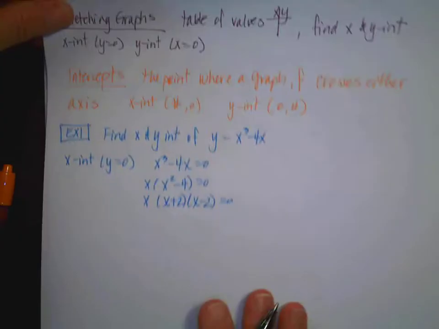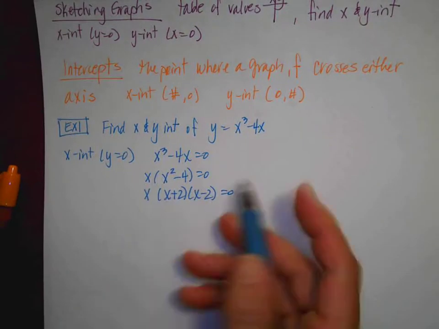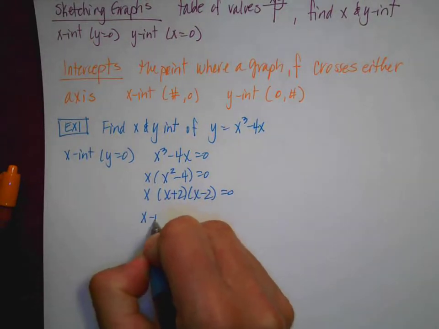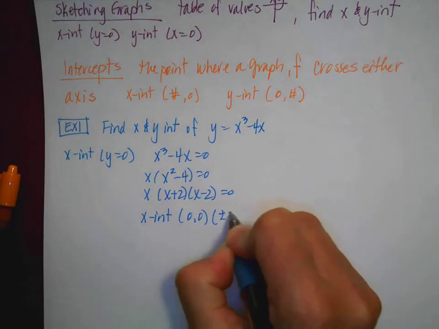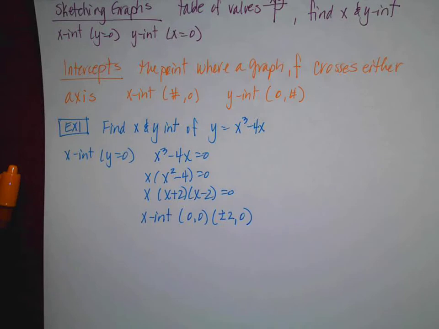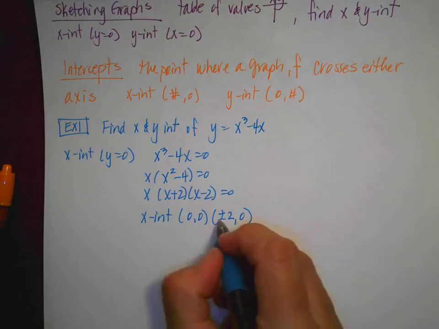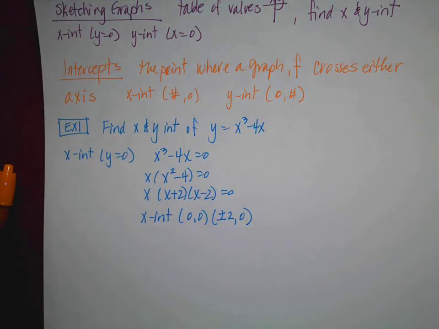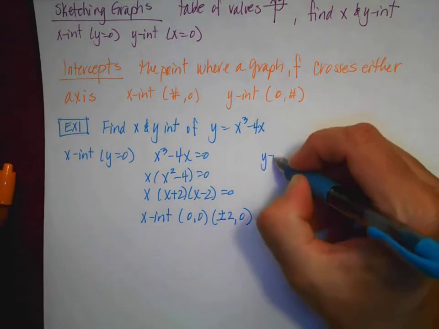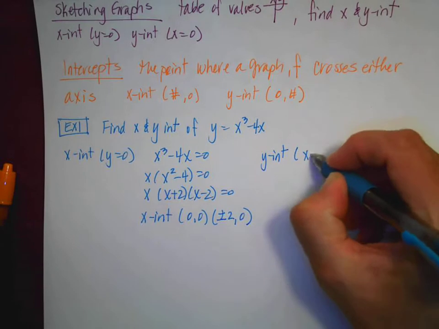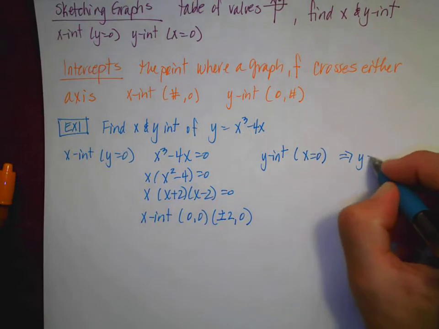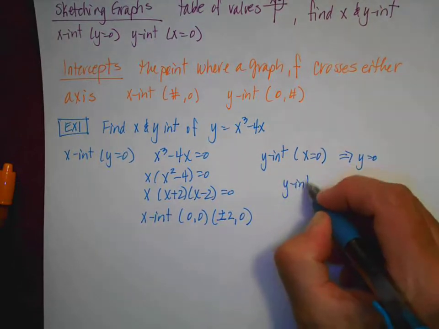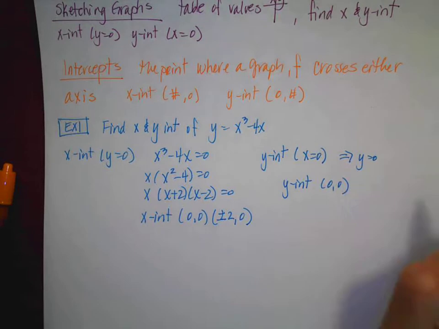If you'll remember from our work in pre-calc, these little baby equations are my solutions. So my x-intercepts are going to be 0, 0, and then plus or minus 2, comma 0. Okay, so it's way okay to use plus or minus because that just makes my writing easier. For the y-intercept, I let x equal 0, and that's really super simple, I get y is equal to 0. So then when I report, I would have 0, 0. So that's actually super easy.